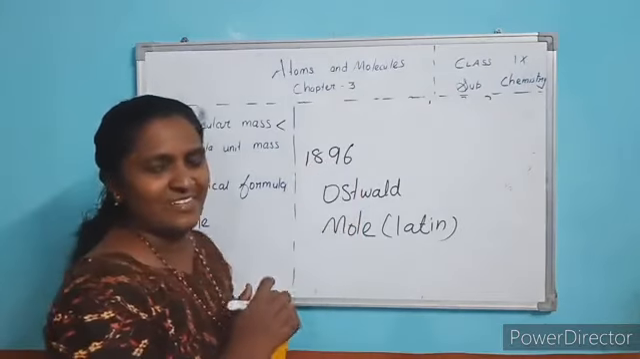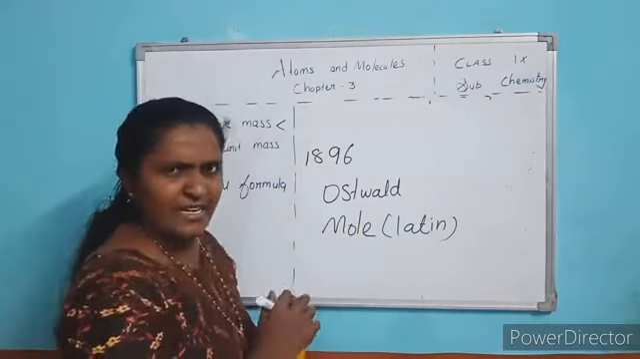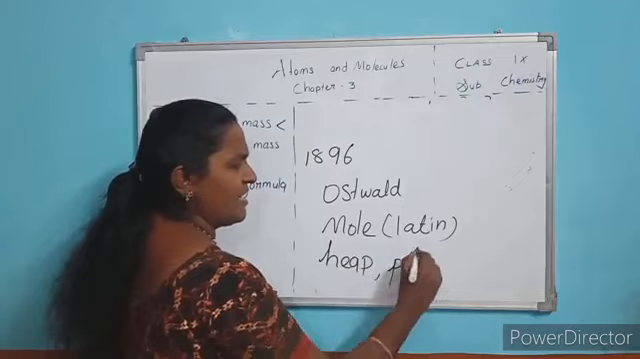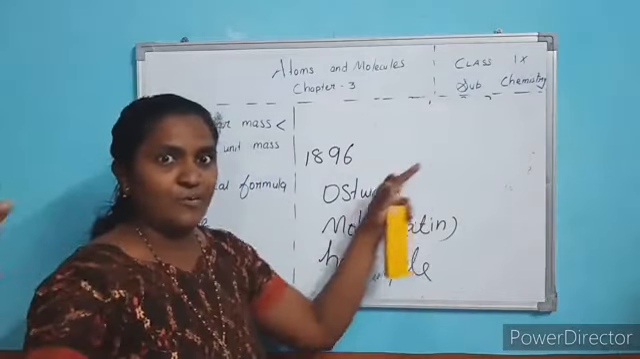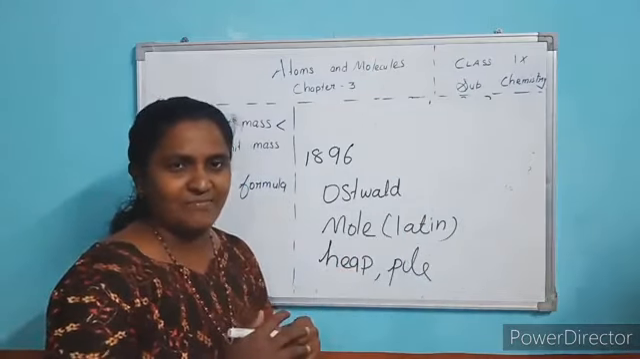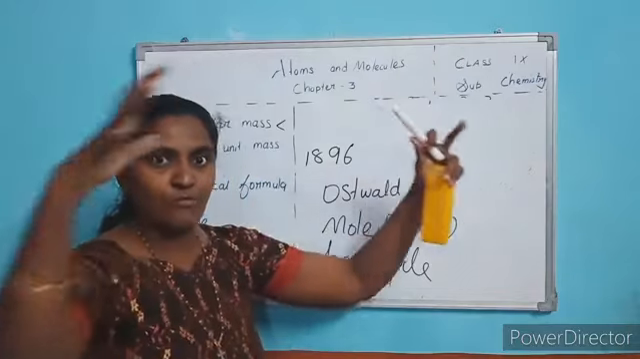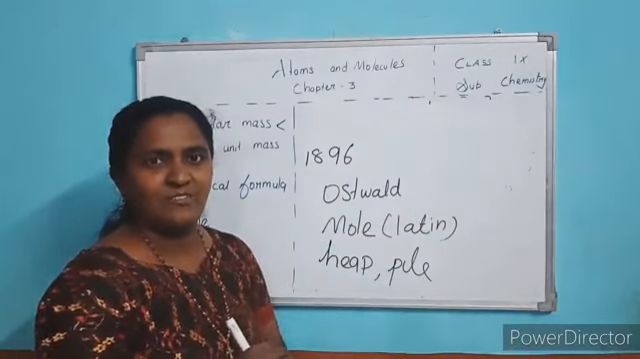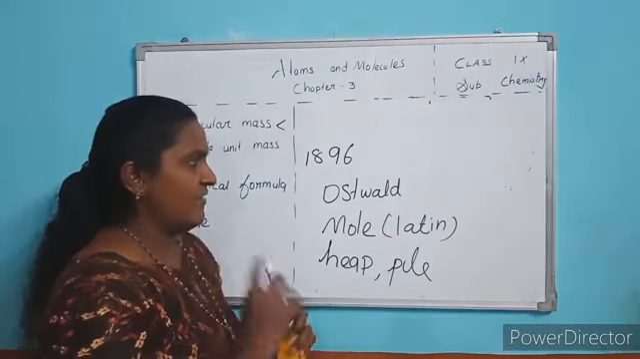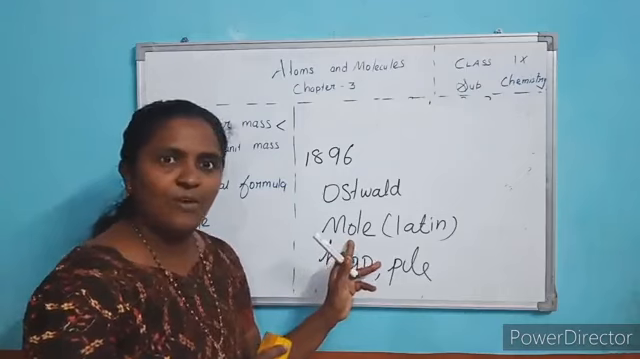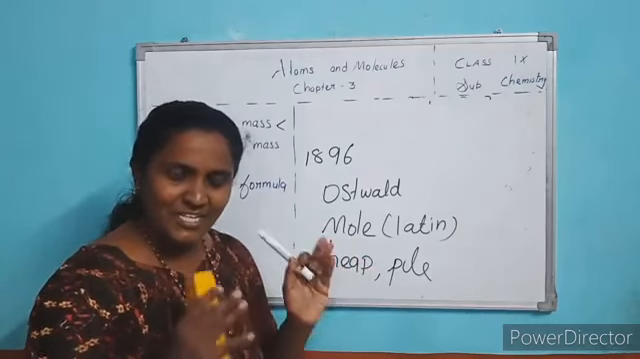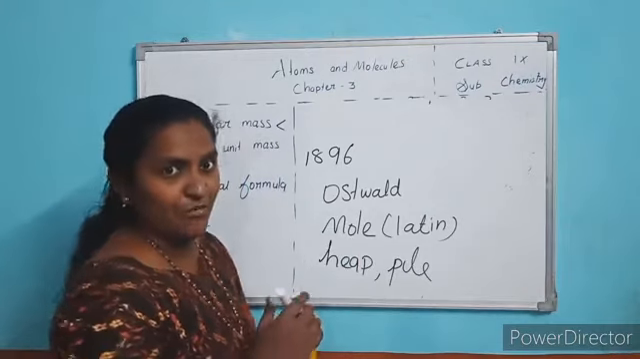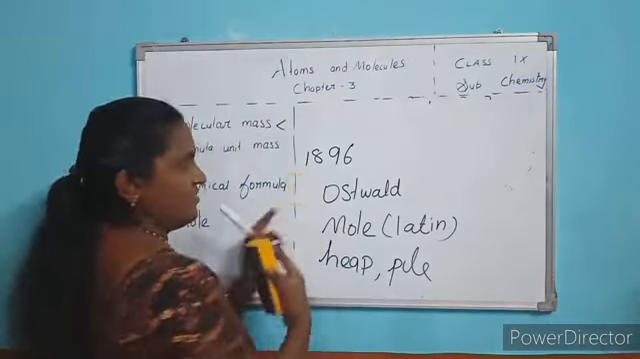What does it mean? It means heap or pile. What is the meaning of pile? A big group of substance. Heap means a big group of large amount. A heap contains a large amount of substance. The same way, here mole means heap. It consists of numbers, many numbers. Do you know what the number is? Before that, this one you clear?